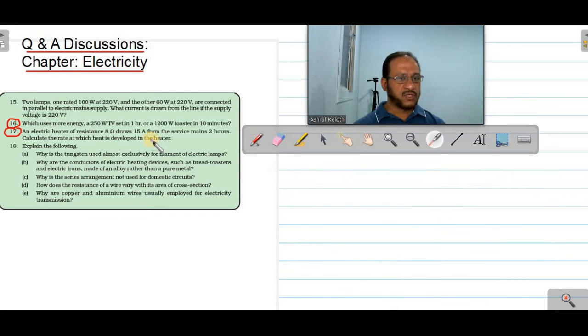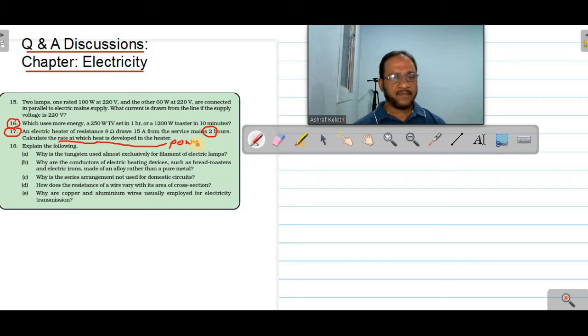An electric heater of resistance 8 ohm draws 15 ampere current from the service mains for 2 hours. Calculate the rate at which heat is developed in the heater. Rate at which means what? Per second. So this hours is not required here. This time value is not required because it is asking per second. For 1 second how much, means it is indirectly asking the power. Rate at which heat is developed or energy is consumed, all are power. So rate at which heat developed means power of the device.